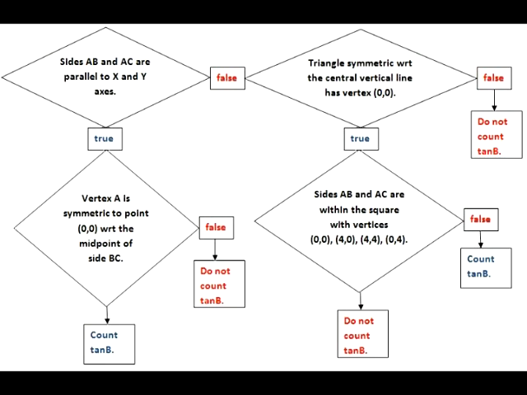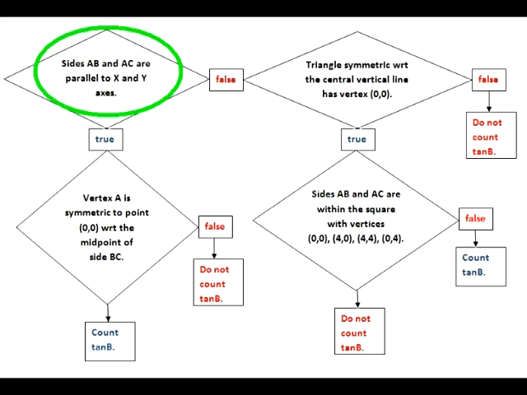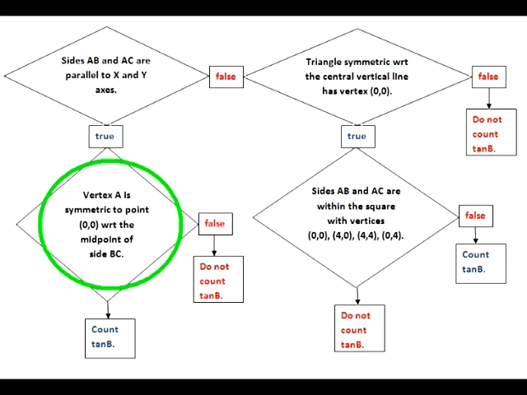This is a flowchart of testing any triangle from set T, which contains all the triangles that don't have any vertices at the origin, to check if this triangle must be counted individually in the product of tangents of angle B. The first test checks if the sides AB and AC of the triangle are parallel to axes X and Y. If sides AB and AC are parallel to X and Y axis, we need to further check if vertex A of this triangle is symmetric to the origin point 0, 0 with respect to the midpoint of the hypotenuse BC.